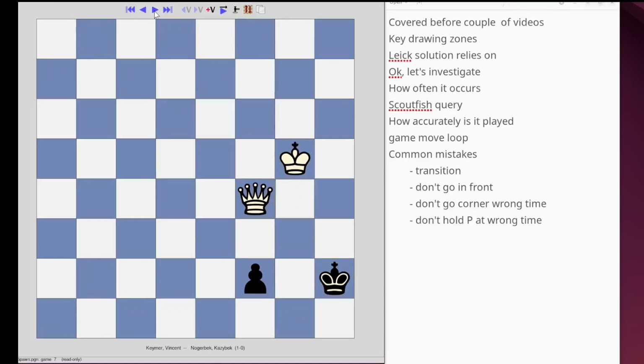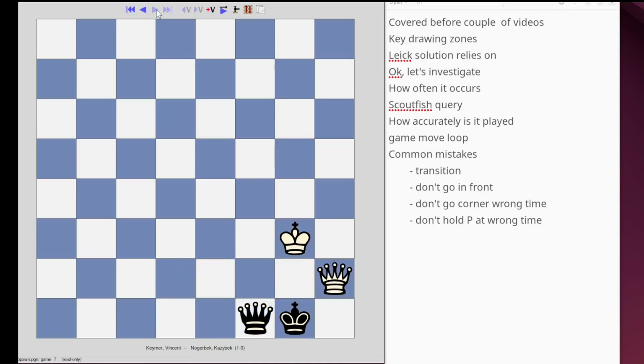So this game should be drawn because black is in the corner. The drawing zone actually cuts off on the fourth rank, so it should be drawn. Keymer's just checking. Okay, checking. And this is what I was saying. King h1 is the drawing move. His opponent played king to g1. Now the king comes in, actually moves his king up. He's just lost now. Yep.